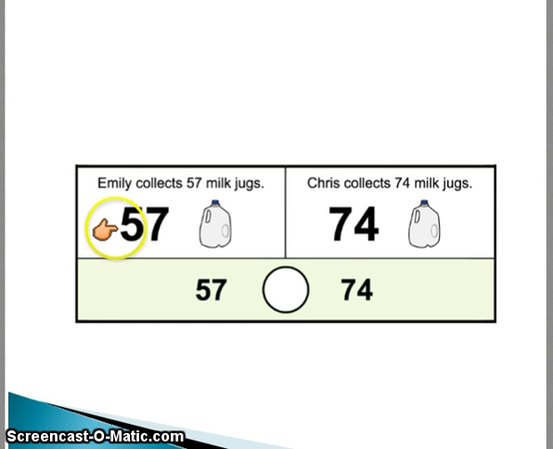Okay. Emily collects 57 milk jugs. Chris collects 74 milk jugs. 74 is bigger than 57. 74 is greater than 57. So the largest side is going to face the 74. Remember, that alligator is going to chomp up the biggest number, the 74.